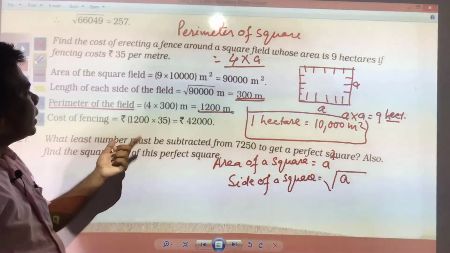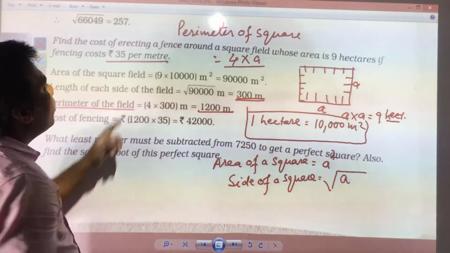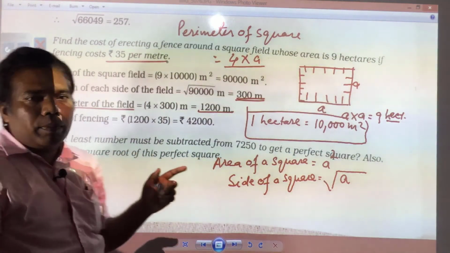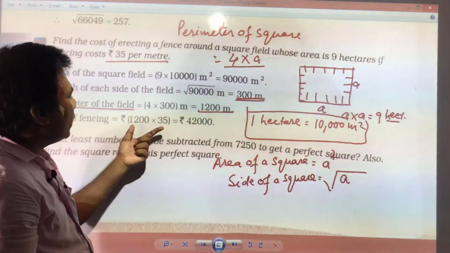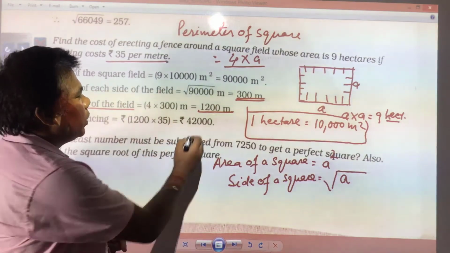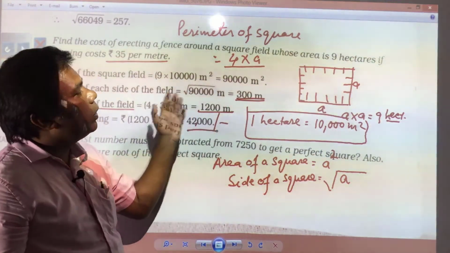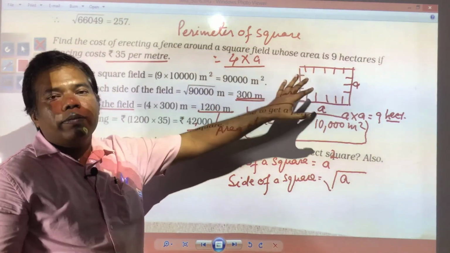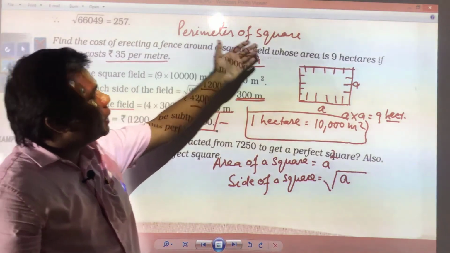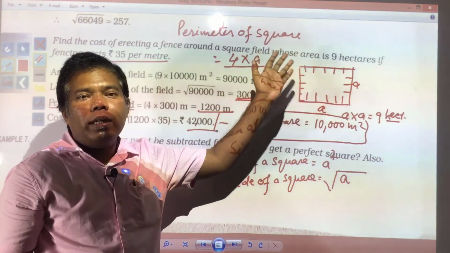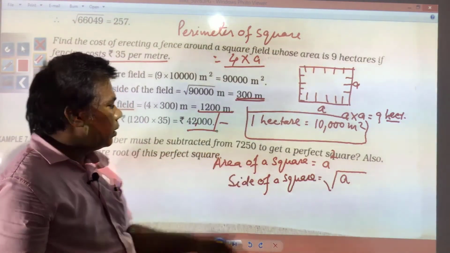Now, cost of fencing: for fencing 1 meter, that costs 35 rupees. So for 1200 meter, how much will that cost? 1200 into 35. So that is 42,000, and this is your answer. So in this way you need to understand the question first, what the question is saying, and you need to know also what things have been given in the question, so that you can solve that question and find the answer.